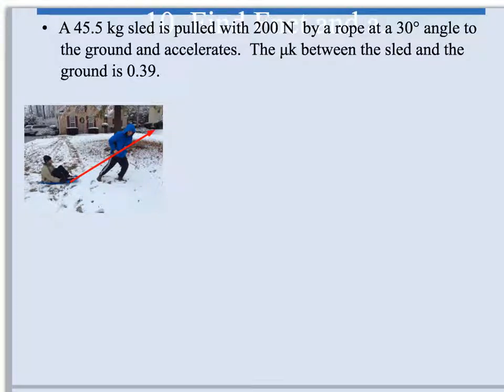All right, so this problem says find the net force and acceleration. Okay, a 45.5 kilogram sled is pulled with 200 newtons of force by a rope at a 30-degree angle to the ground and accelerates. The mu k between the sled and the ground is 0.39. All right, so we can go ahead and include our free body diagram over the picture here. So we know we're going to have this red vector here. Actually, it'd probably be better if we draw it off to the side. Let's do it this way.